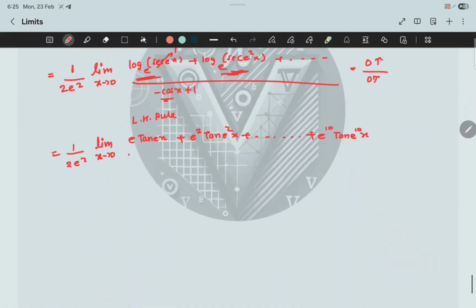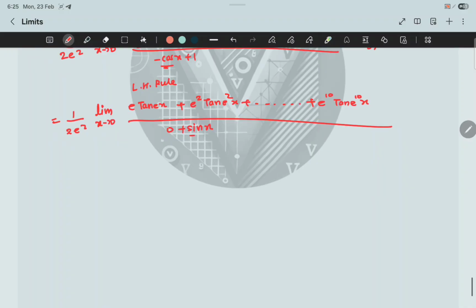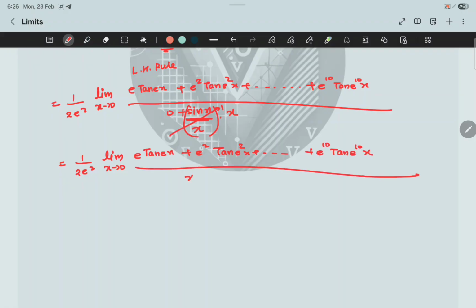Divided by, here the derivative of 1 is 0 and the derivative of minus cos x is plus sin x. Now we have sin x here, right? Again we can multiply and divide with x. Now this term, as x approaches 0, will approach 1. So ultimately we are left with 1 by 2 e square, limit x approaching 0, of e tan ex plus e square tan e square x and so on, plus e power 10 tan e power 10 x, divided by x, right?